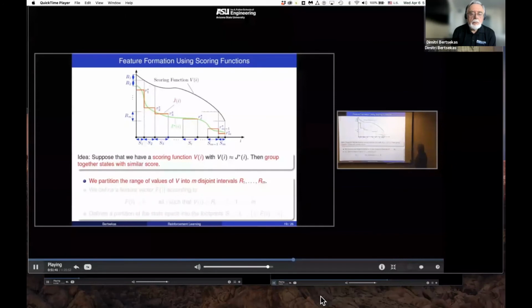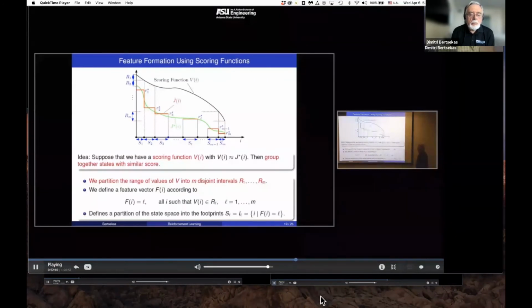And so we define a feature vector according to this, which says if your score is within this interval, your representative feature is the index of that interval. Okay. So the feature here is membership within the corresponding interval of the scoring range. Okay, so this is one idea.